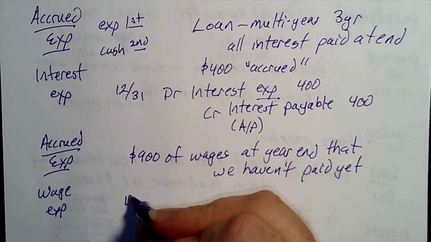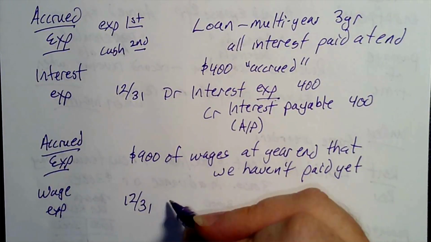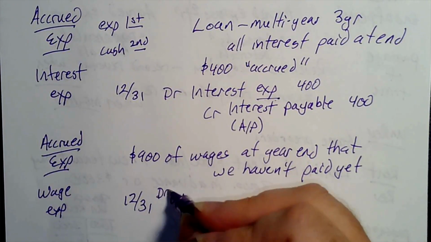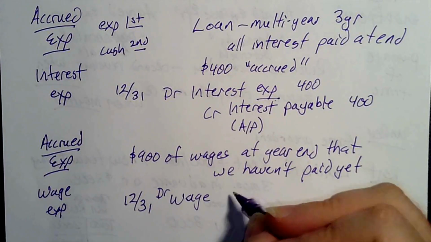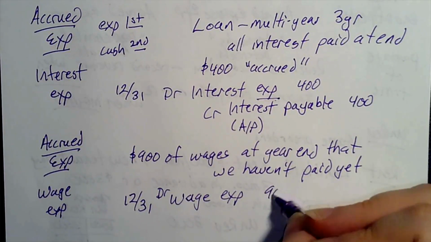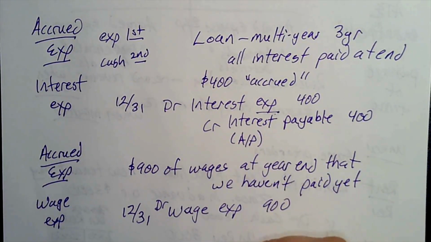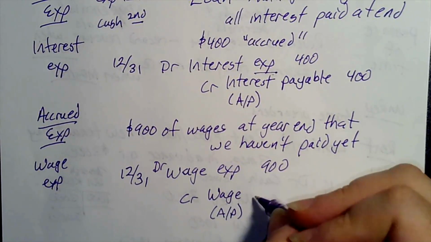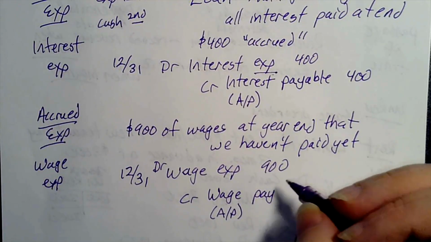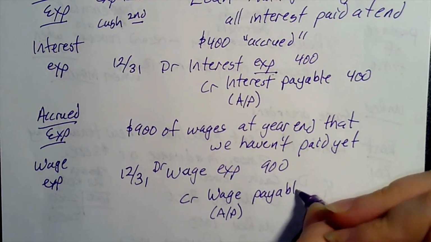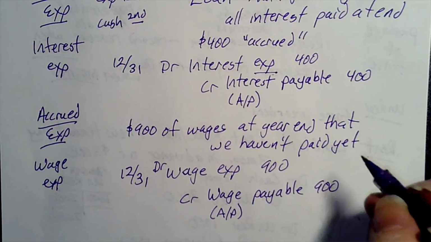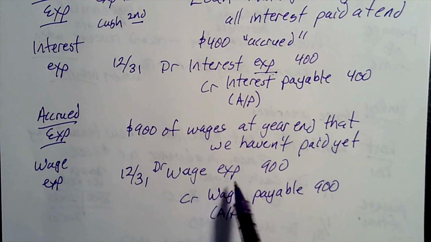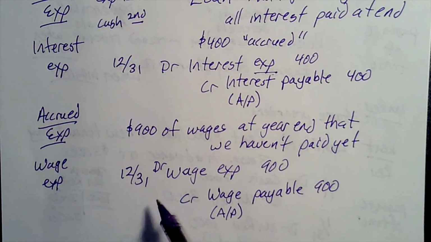So here we have December 31st. We have a wage expense, a debit of a wage expense of 900, and similar to this, we haven't paid it yet. So we need an account for cash that will be paid later, a type of accounts payable, and in this case, it is a wage payable. Or sometimes they use wage and salary payable, 900.